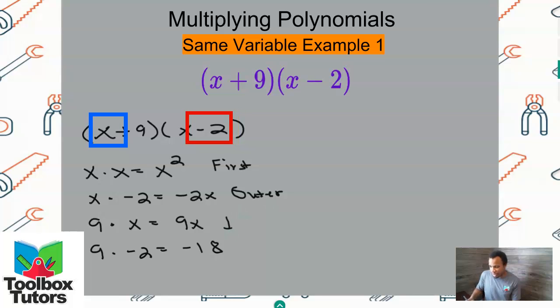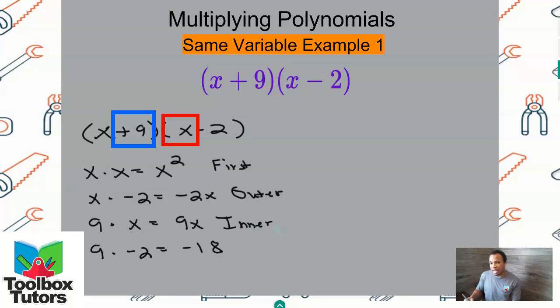The I stands for inner, meaning the two inside terms in these parentheses. That would be 9 and x. And last will refer to the last term in each parentheses, which would be 9 and negative 2. So now that we have all of our terms listed out, what we want to do from here is combine any like terms that we have.